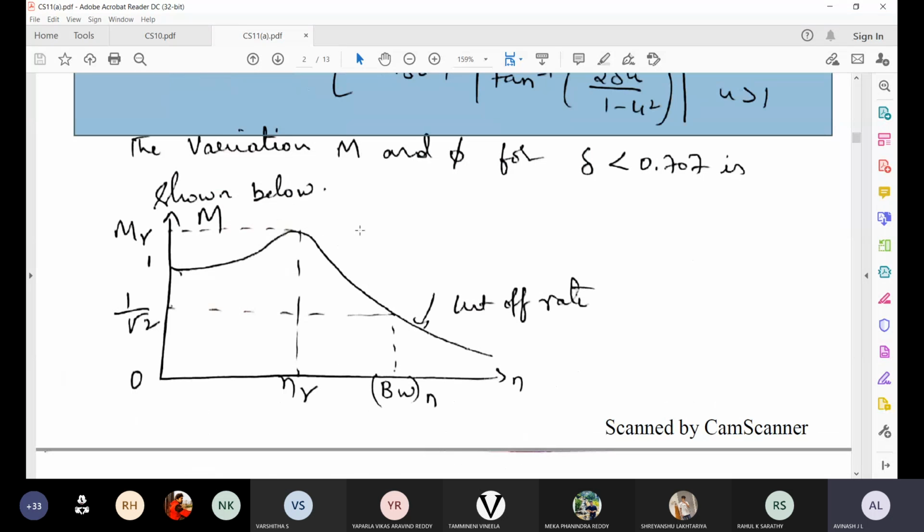After that, you can see the variation of M and phi, when delta is less than 0.7, is given by the following.